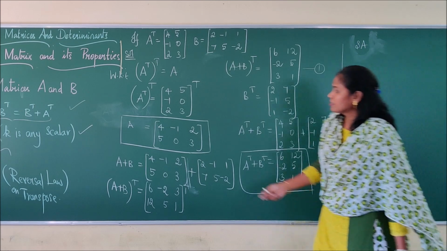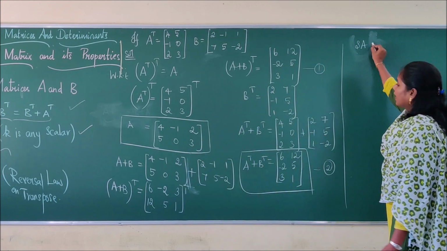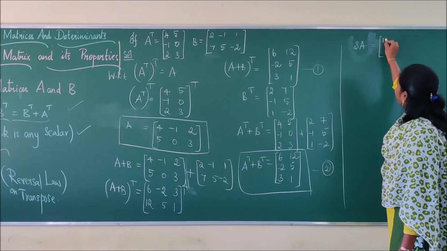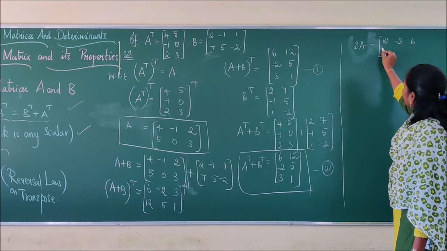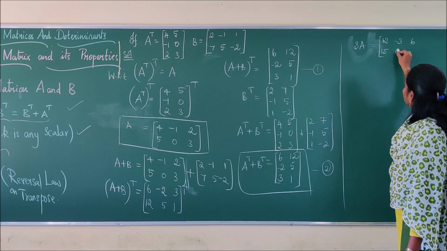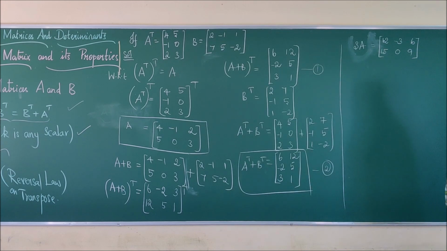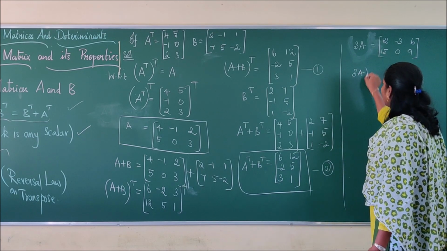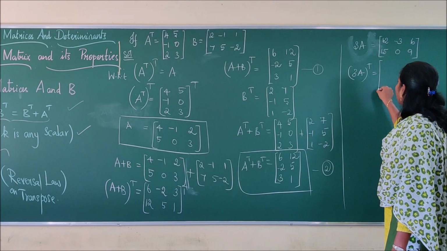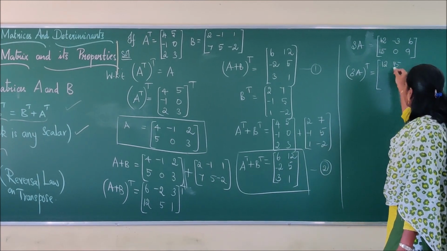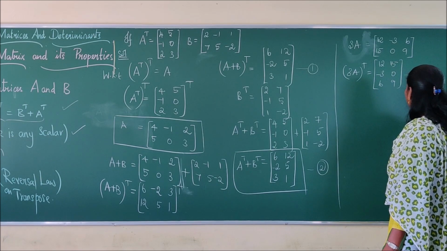My A is 4, minus 1, 2, 5, 0, 3. So this is my A and I am going to multiply it by 3. I will be getting 12, minus 1 into 3 is minus 3, here is 6, and 5 3s are 15, 0 into 3 is 0 and 3 3s are 9. So this is my 3A term. And now I am going to find the whole transpose, the transpose of this matrix 3A. So this is nothing but 12, 15, minus 3, 0, 6, 9. That will be equation 1.